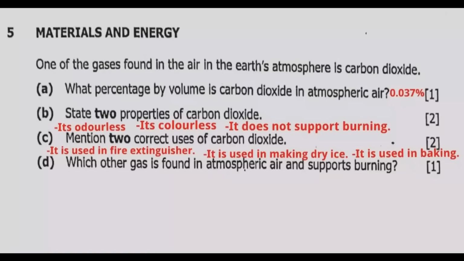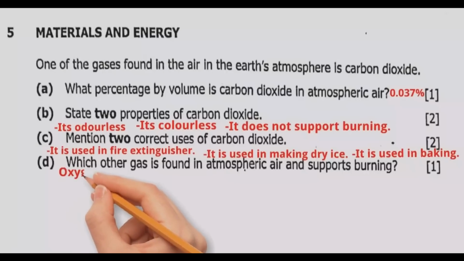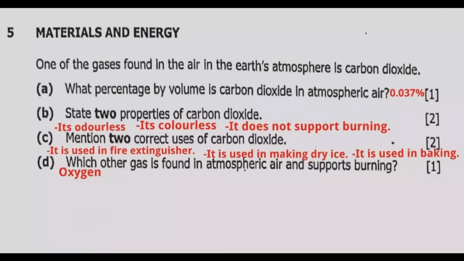We got to question 5D, which is, which other gas is found in atmospheric air and supports burning? That is oxygen. Oxygen supports burning. So that is the one that is being described there. It is found in atmospheric air and it supports burning. So the correct answer is oxygen. Okay, we got to question number 6.